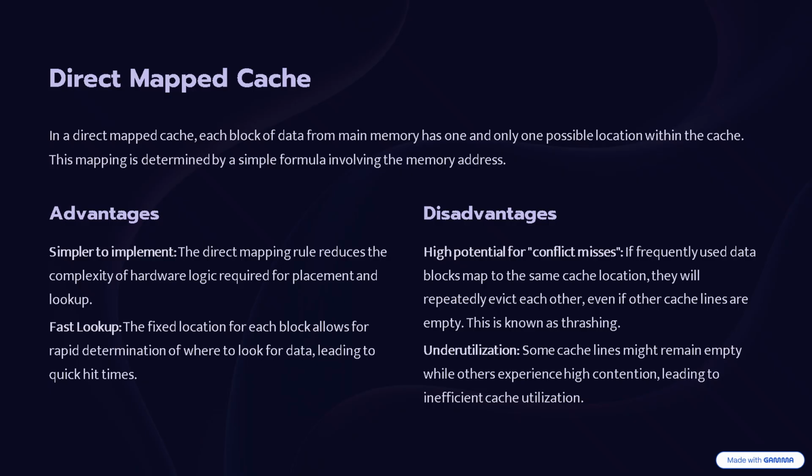The disadvantage is a high potential for conflict misses. If frequently used data blocks map to the same cache location, they will repeatedly evict each other, even if other cache lines are empty. This is known as thrashing. Underutilization is my second point for the disadvantages. Some cache lines might remain empty while others experience high contention, leading to inefficient cache utilization.